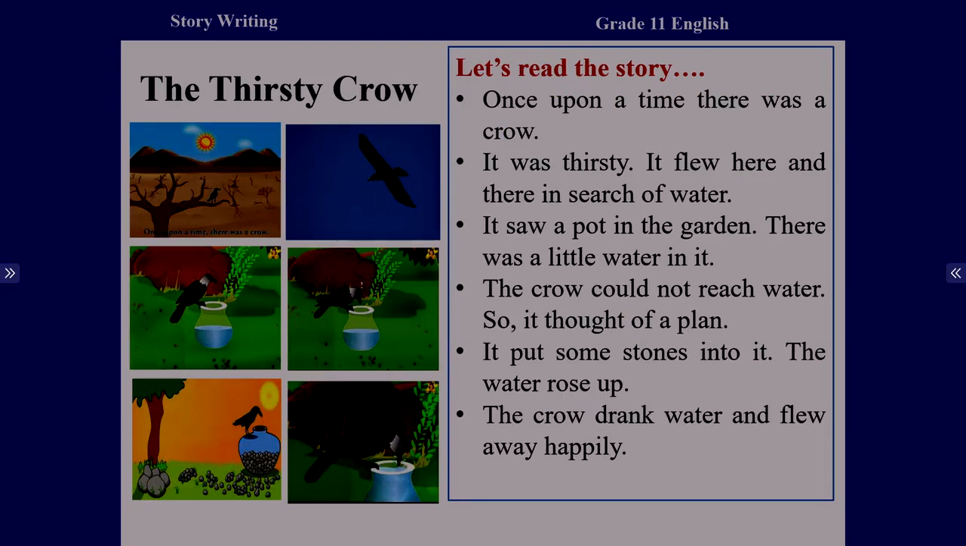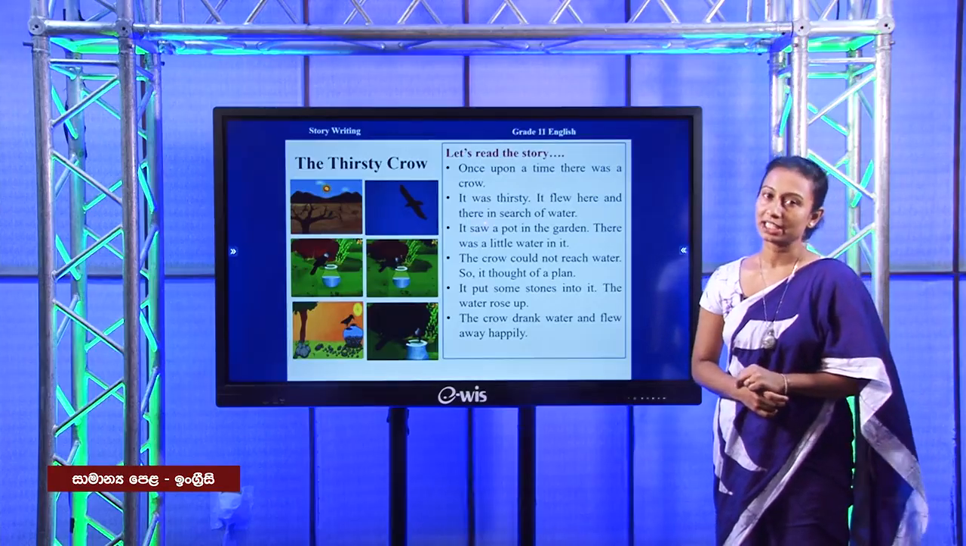Once upon a time there was a crow. It was thirsty. It flew here and there in search of water. It saw a pot in the garden. There was a little water in it. The crow could not reach water, so it thought of a plan. It put some stones into it. The water rose up. The crow drank water and flew away happily. So this is the story of the thirsty crow.